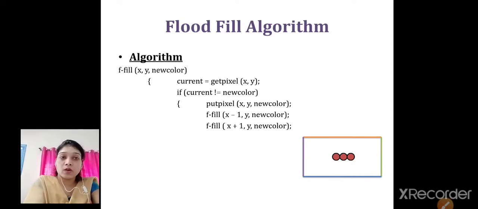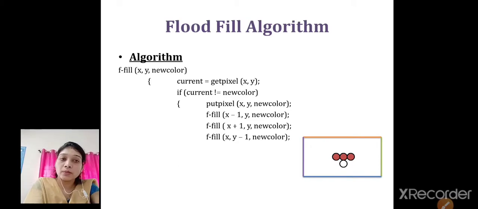For that we call a recursion function. With that, y minus 1 means the below pixel, right? For this below pixel we have called this recursion function, and here the pixel color is getting changed. Then the next pixel is y plus 1, that is the upper pixel. For this upper pixel we are filling that pixel with the new color, again its color gets changed.